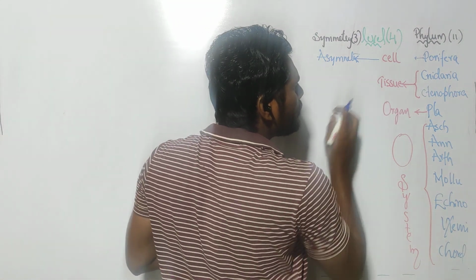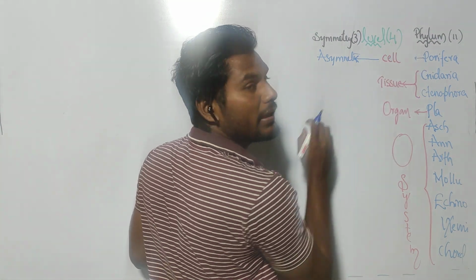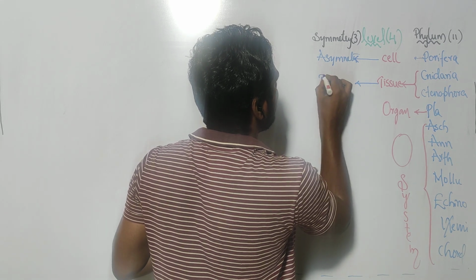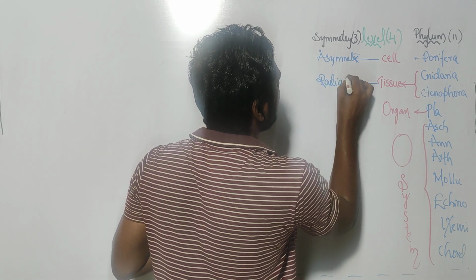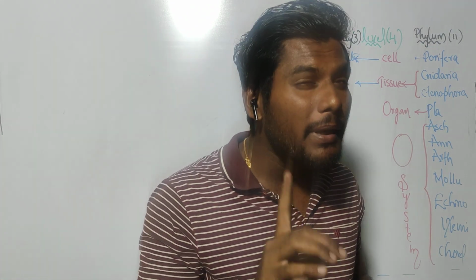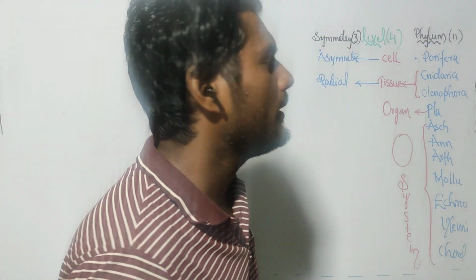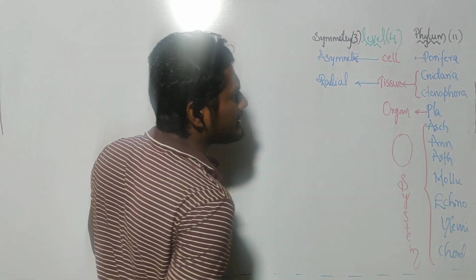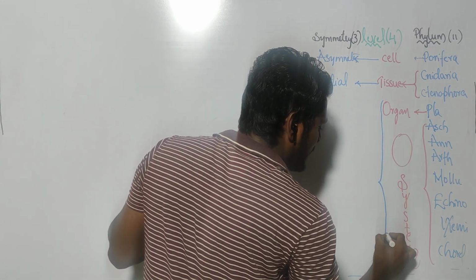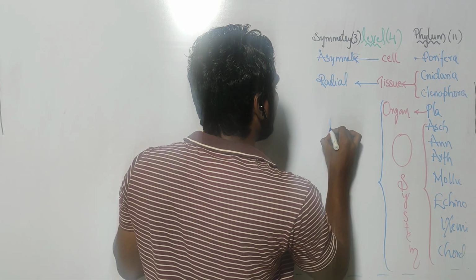Next one, tissue level. I told the clue: tissue level is showing radial symmetry, which can be divided into two equal halves in any plane, but the plane should pass through the center. Next one, organ and organ system level. All this organ and organ system level is showing bilateral symmetry.